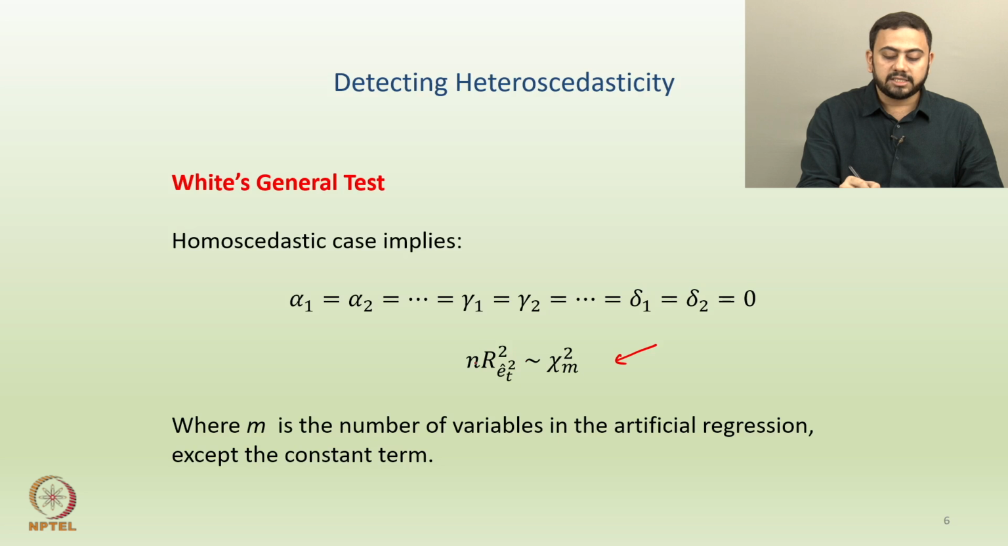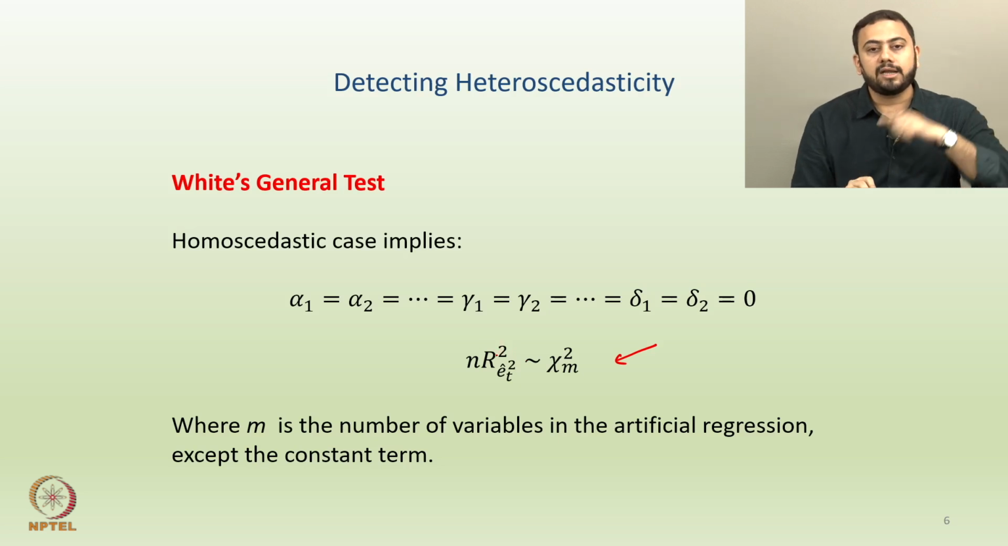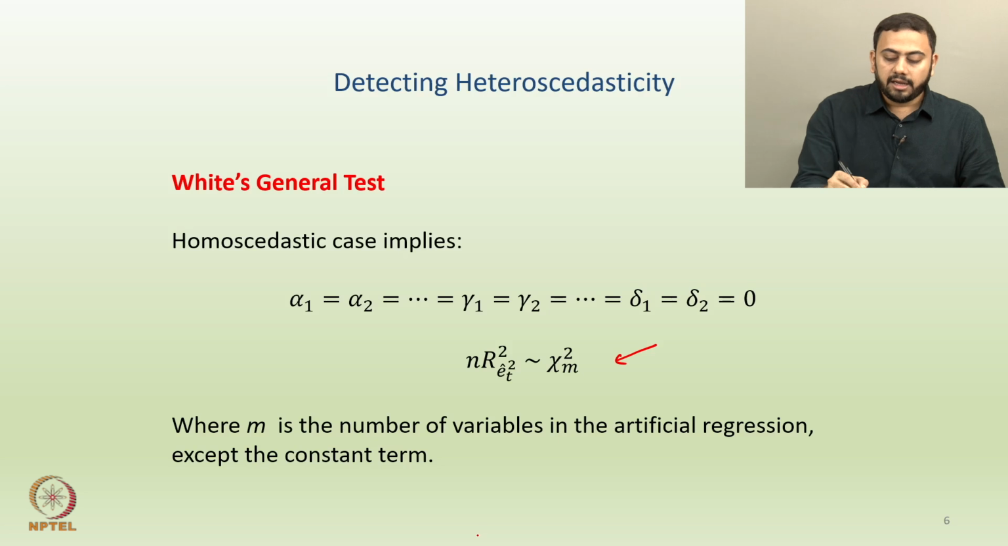This R square is nothing but the coefficient of determination of the artificial regression that you have created, and this should follow a chi-square distribution. So, this is the test statistic, and once you get hold of a test statistic, we test the hypothesis in the usual manner.